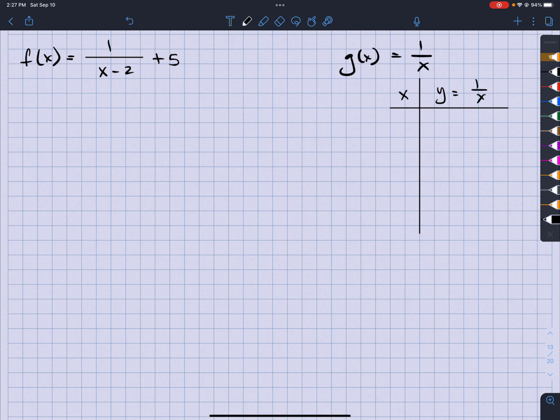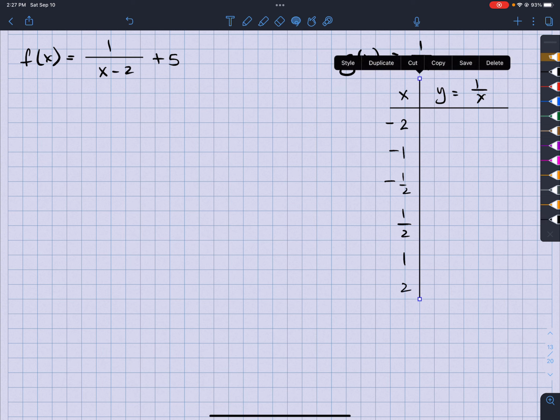So let's say I have, how do I want to do this? All right, let's do -2, -1, -1/2, and now I'm going to go positive side, 1/2, 1, and 2. Now, I know it seems like a lot, but I'm not expecting you guys to necessarily do this, but I want you guys to understand why I'm doing this.